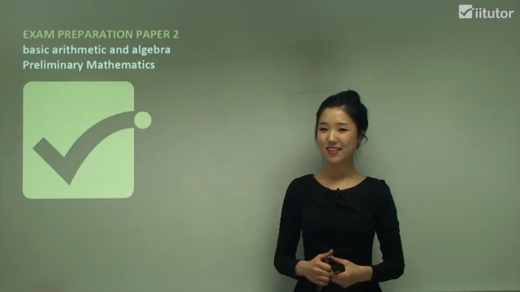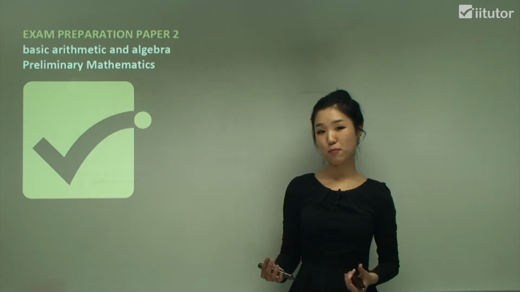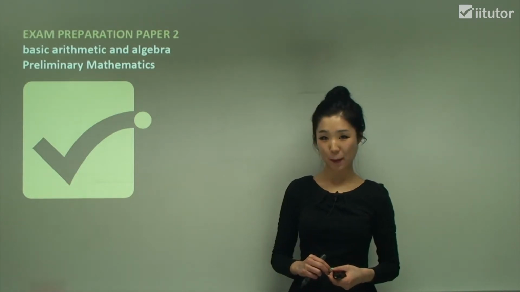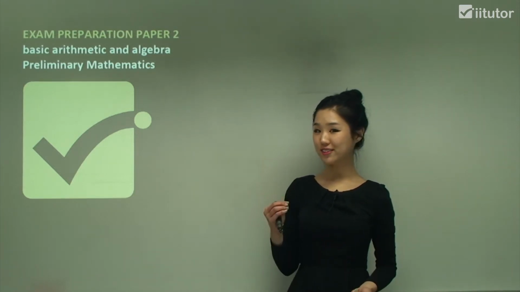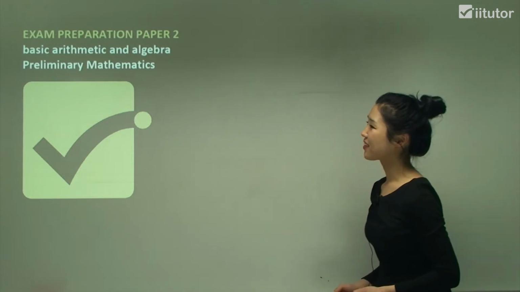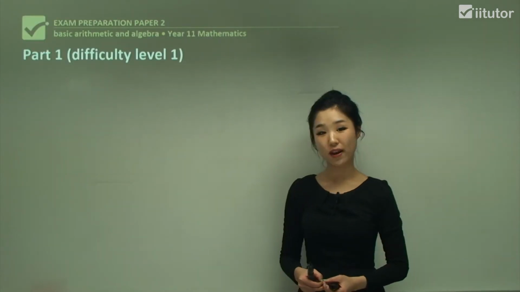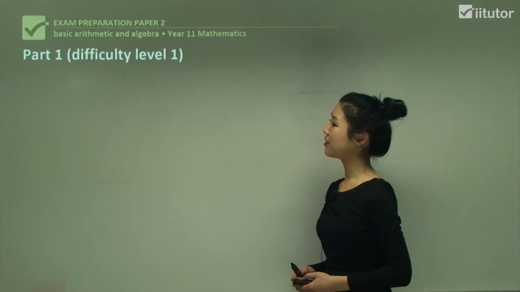Hi guys, let's start examination paper 2 in this video. It's another preparation paper, so it's going to be very similar to what you'll get in your school exam. Just keep in mind that the questions have different difficulty levels, okay? Starting with part 1, we have a difficulty level of 1. It's actually the very basic type of questions that you'll get.